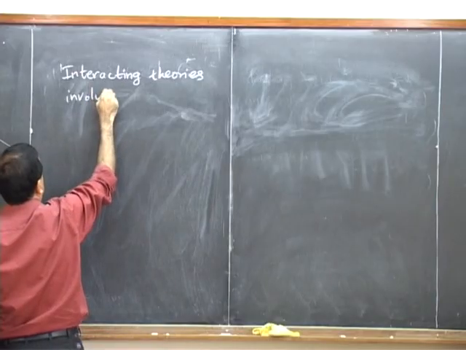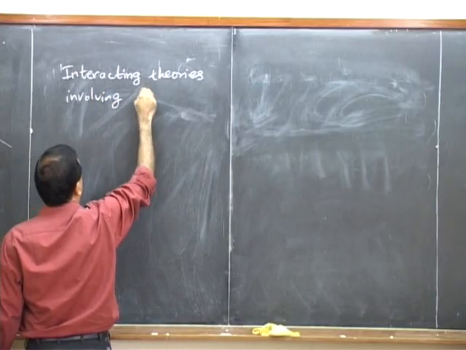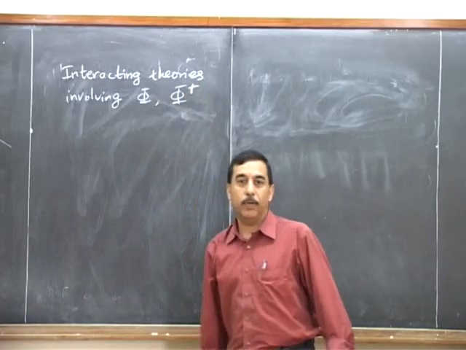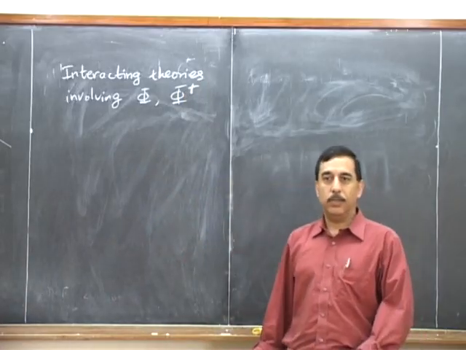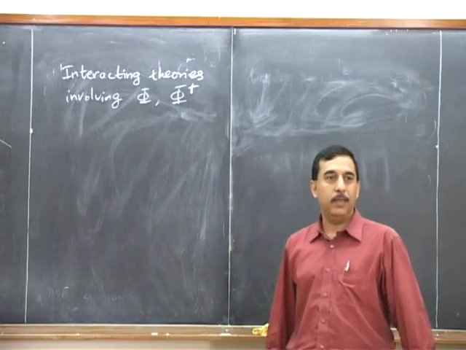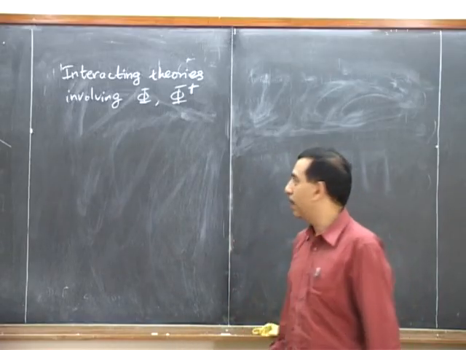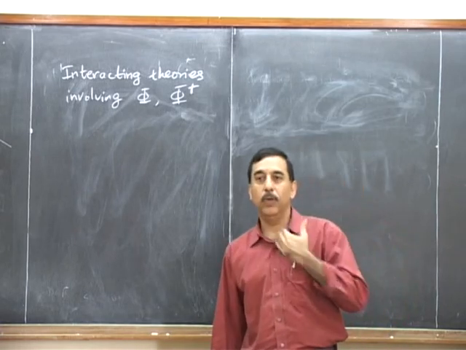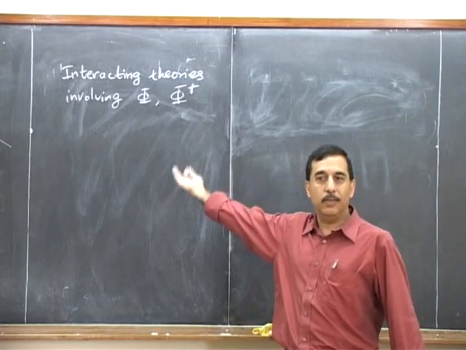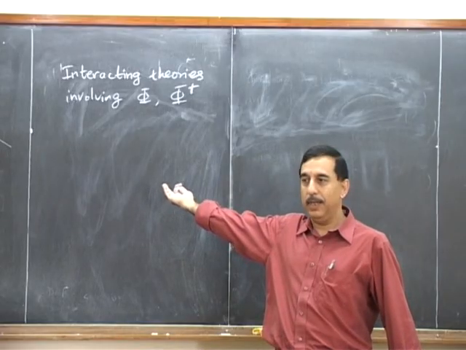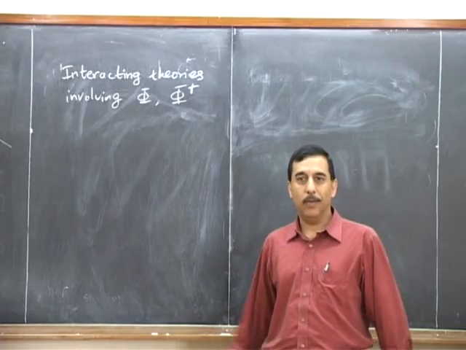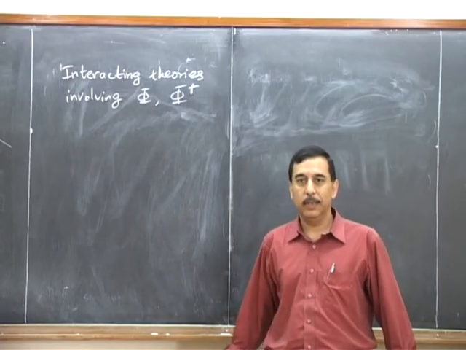We're going to do interacting theories involving phi and phi dagger only. We haven't said that phi and phi dagger are the only type of superfield, but assuming that it's the only superfield, then we'll write interacting supersymmetric theories. There's an obvious way to see that this can't be the only superfield around, because there's no gauge field incorporated in this phi. It only has a scalar and a fermion. So we cannot make a supersymmetric standard model just out of phi and phi dagger.